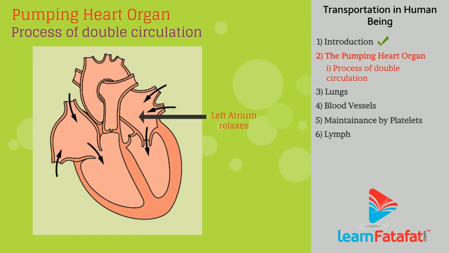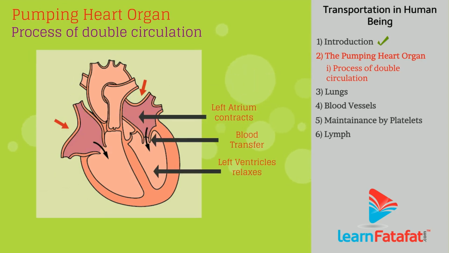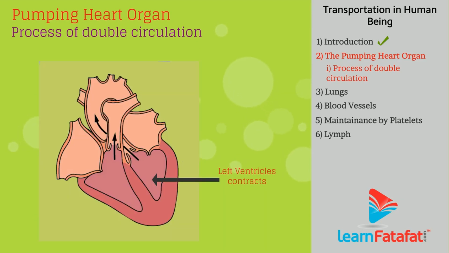Left atrium relaxes so as to collect oxygen-rich blood coming from lungs in it. Left atrium contracts and left ventricle relaxes. Blood is transferred to left ventricle. Left ventricle contracts, forcing the blood to be transferred in whole body.